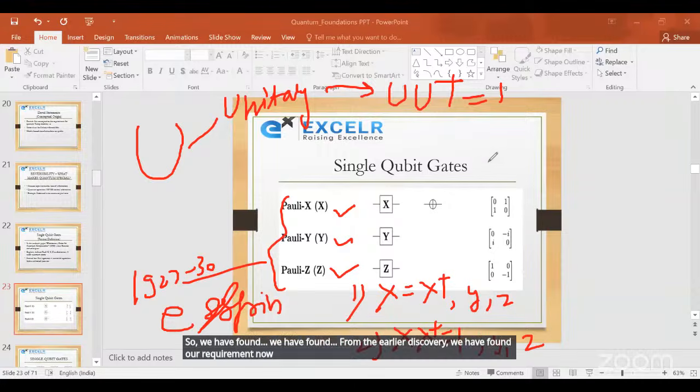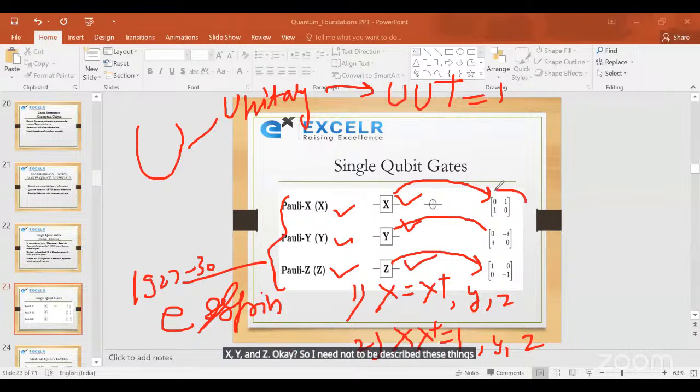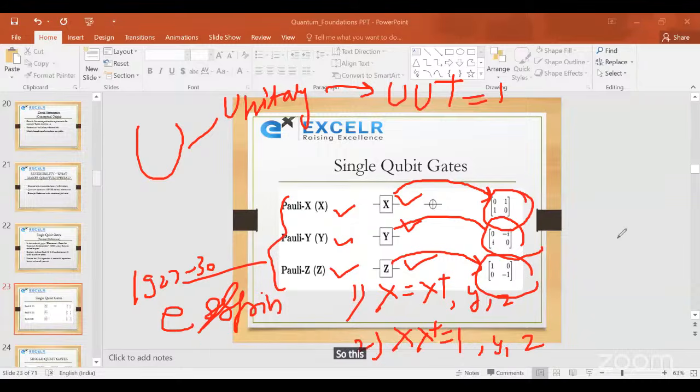So the requirements are the X gate, Y gate, and Z gate. And these are the operating matrices for the X, Y, and Z gates. I need not describe these matrices in detail: 0, 1, 1, 0, 0, minus i, i, 0, like that. So these are the Pauli X, Y, and Z gates.